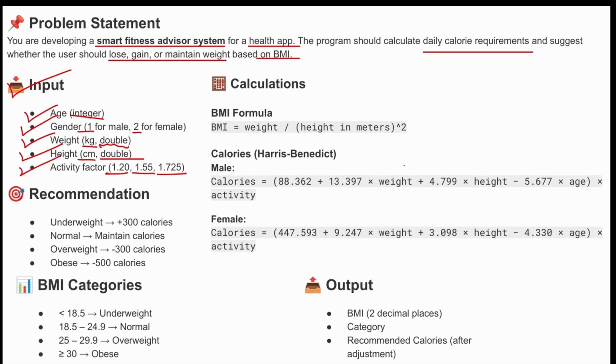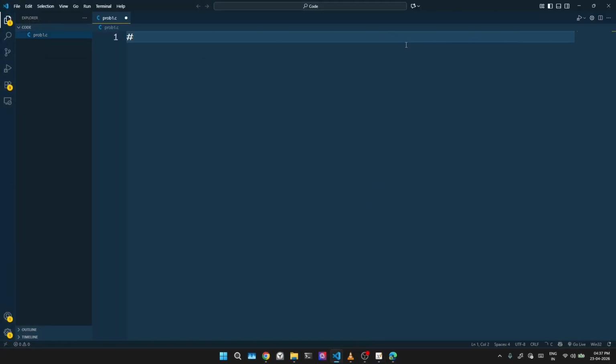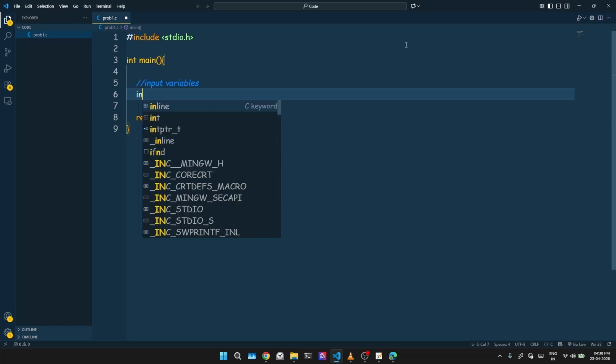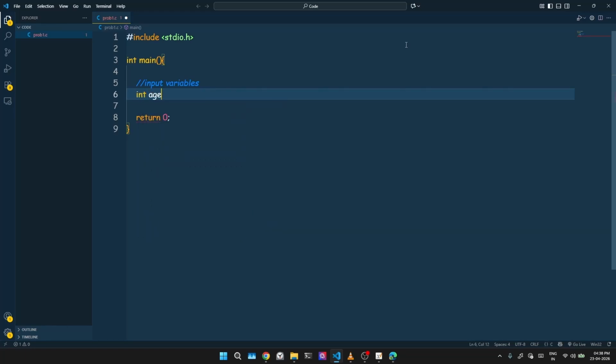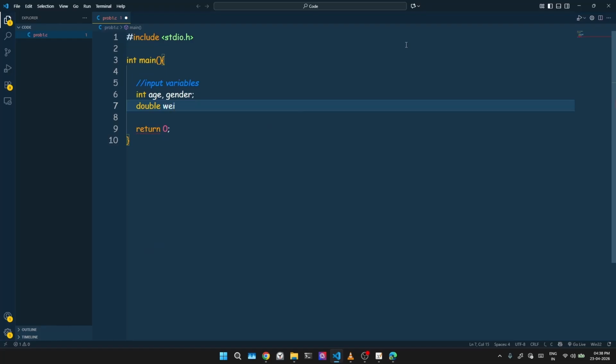Okay, so let us start solving the problem. So I am going to make the file prob1.c. So first we have to include stdio.h and int main, return 0. Now first I am declaring the input variables. We need to take the age of the user as integer, then the gender of the user as integer. Then we need to take double for the weight of the user, then the height of the user, and then the activity factor. Then we'll write the code to take the input from the user.